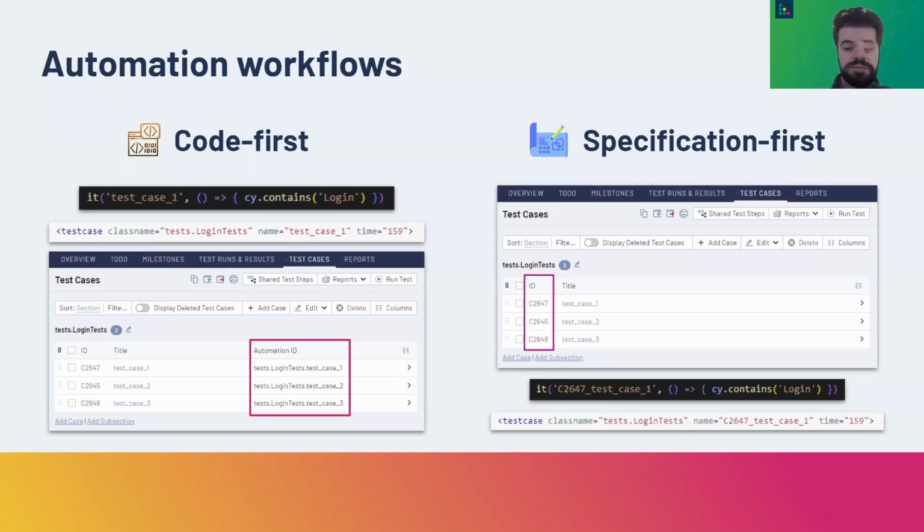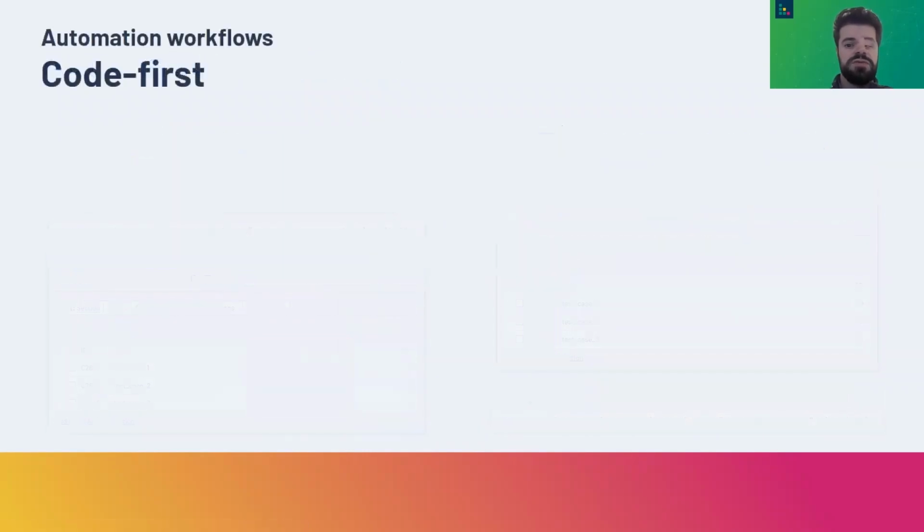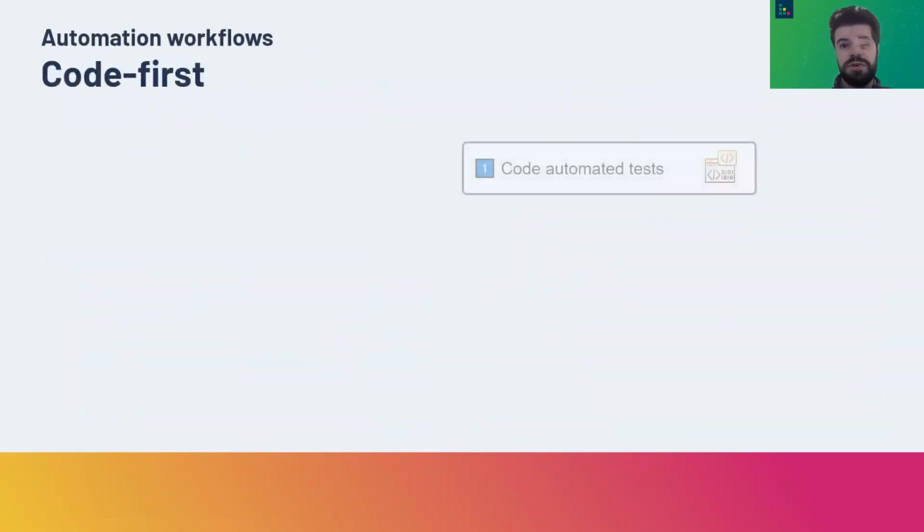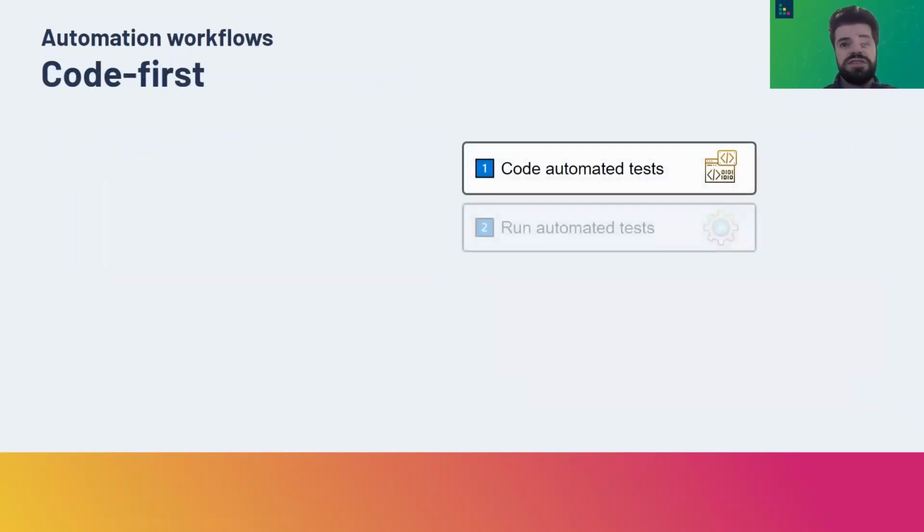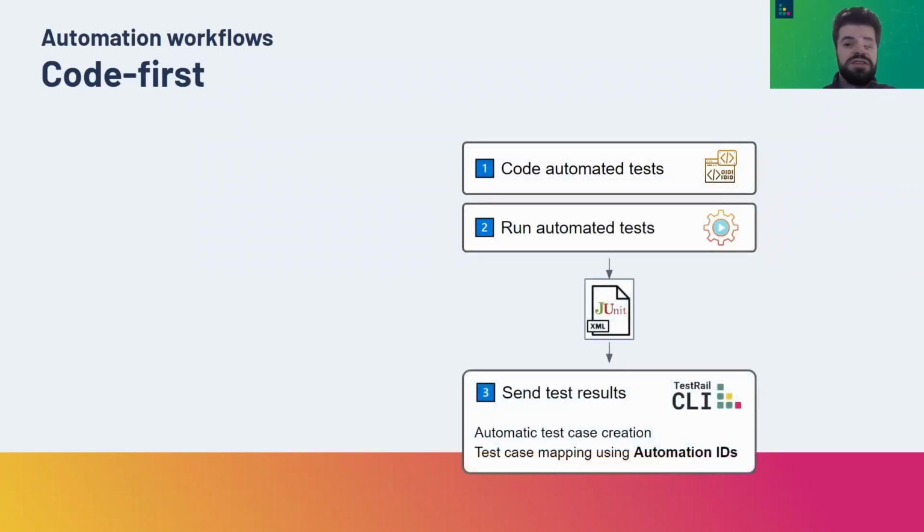JUnit report. Going into a little bit more detail about code first. So first, like I was mentioning, you code your automated tests, then you run those automated tests. It generates a JUnit report, and this is the touch point between the automation frameworks and the CLI, because the CLI doesn't connect to the frameworks themselves directly.